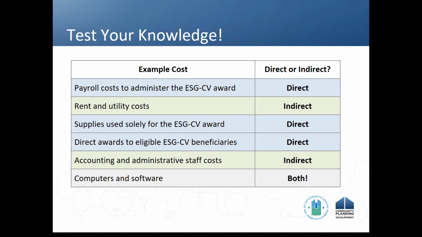Rent and utility costs and accounting and administrative staff costs are indirect costs, since these costs are not directly attributable to the ESG-CV award, but rather are attributable to multiple funding sources. Finally, computers and software can be a direct cost if solely used for the ESG-CV award, or indirect if used to perform tasks or services for multiple funding sources. So again, remember, every cost must be treated as a direct cost or an indirect cost, but never both.